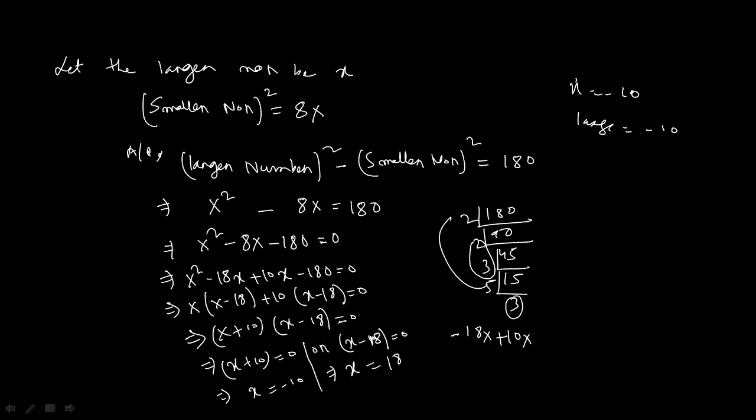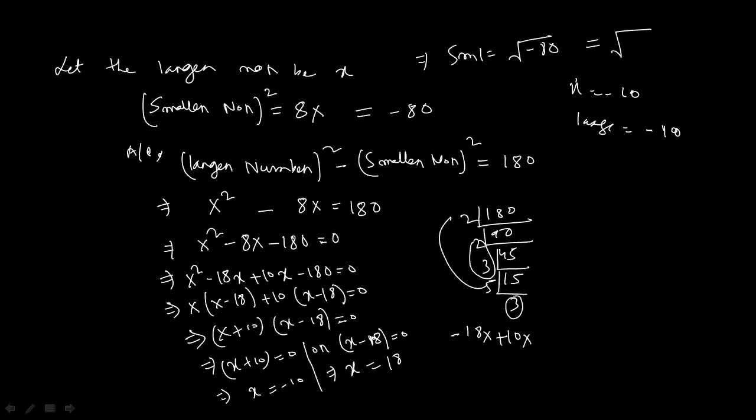Now see, if the larger number is minus 10, we know that the square of the smaller number is 8 times the larger number. Yes or no? Now if you take x equal to minus 10, then the square of the smaller number will be minus 80. Yes. So the smaller number will be root over minus 80. Yes or no? But that day Niranjana asked me why we can't take the root of a minus number, or negative digit. Why?